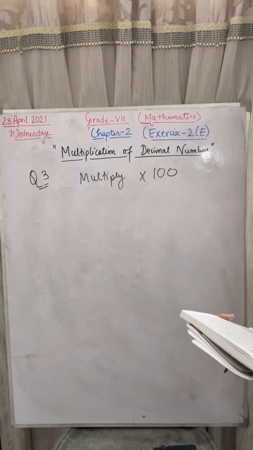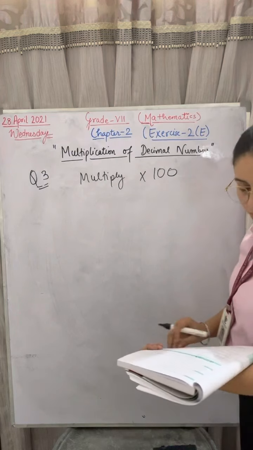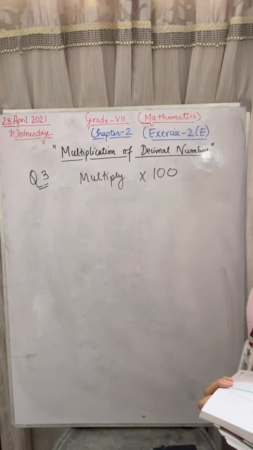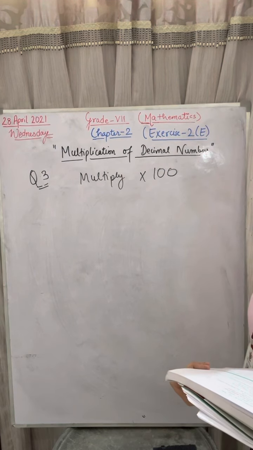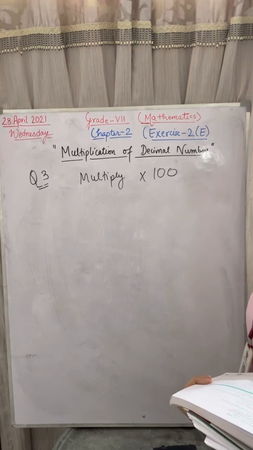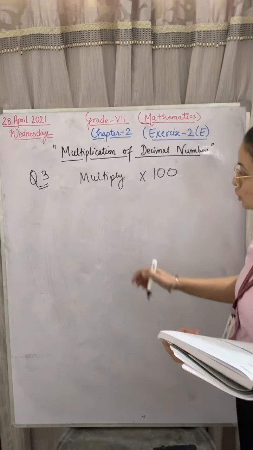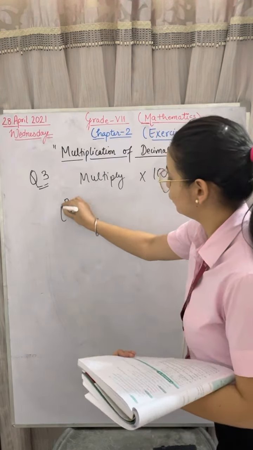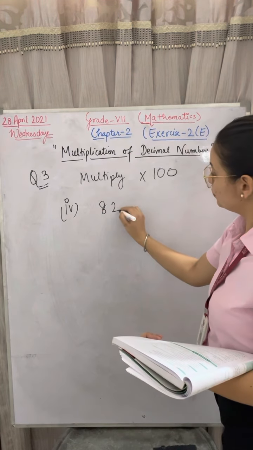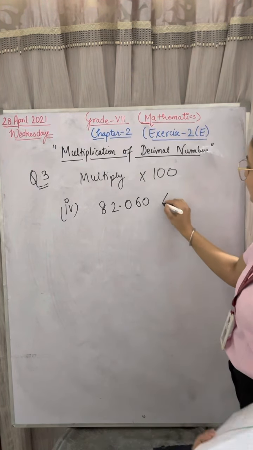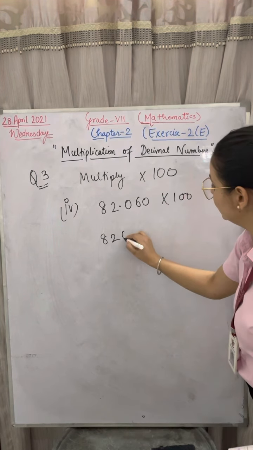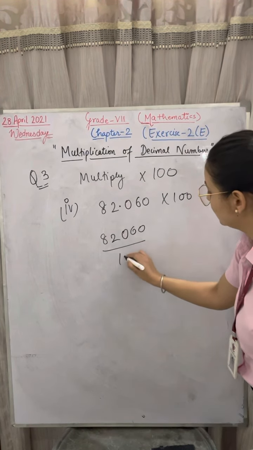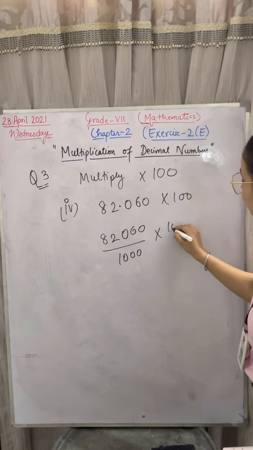Okay, I am doing only one part. Which part I'll do? Tell me, in question 3rd, which part I'll do? Quickly. Okay, I'm doing the 4th part. 4th part is 82.060 multiply with 100. Remove the decimal. It will be 82.060 divided by 1000. Multiply with 100.